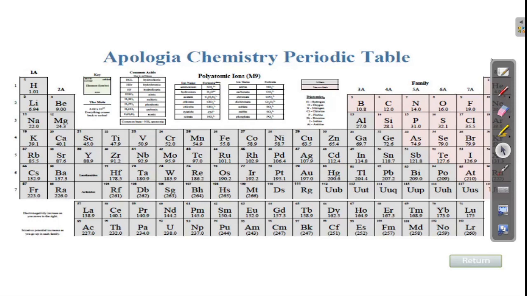That's it. Just make sure that you have a photocopy of Apologia's periodic table, the one that is in your textbook, page 75 or the front of your textbook, as a separate page, because you're going to be using it a lot.